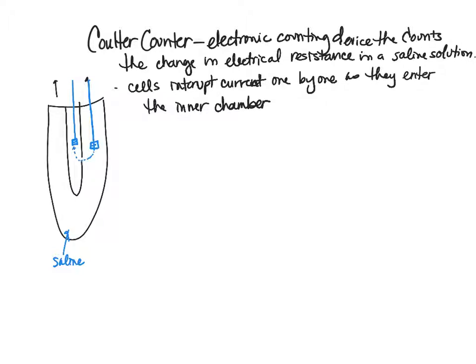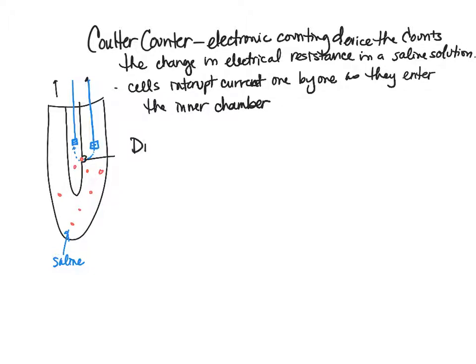And so when we have bacteria that's floating around in the outer chamber here, as that bacteria goes through this little tiny hole and back into this inner chamber, it's going to disrupt that current. It's going to change the resistance, and then that counts it. The key here is that this space right here is very, very small, so it's only going to allow one bacterium through at a time.